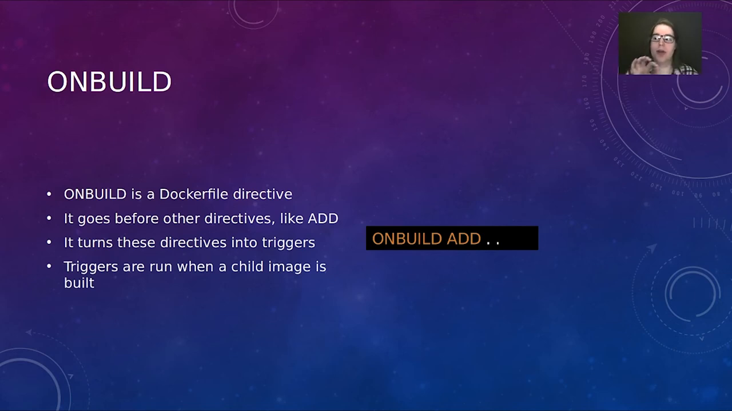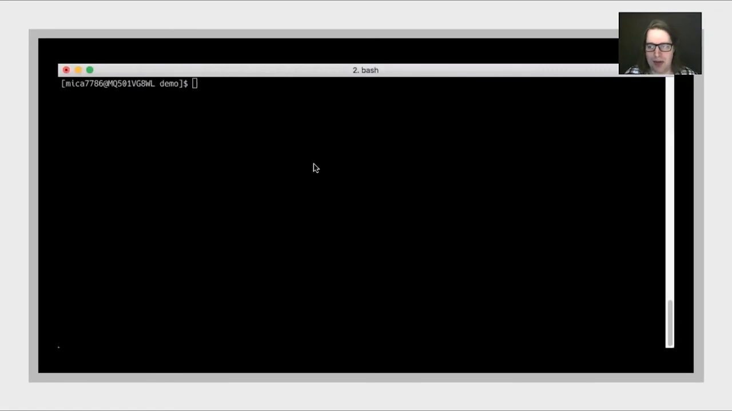What we're doing is we are staging an ADD command for the future so that if somebody builds another image based on the image that we are currently building, then it runs ADD. So here's an example of this. We're going to start off by building just a very simple image that includes an ONBUILD ADD command. An ONBUILD RUN command. So you can see how we can load a trigger for future use.